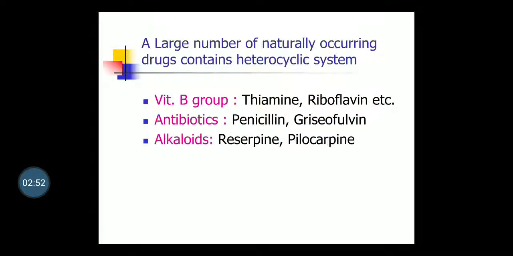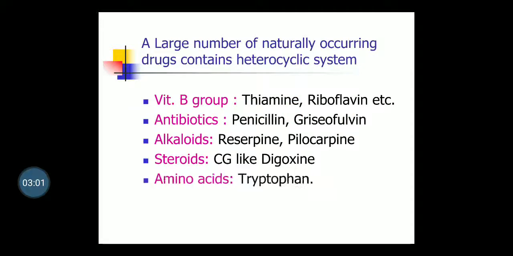Next, antibiotics, for example penicillin and griseofulvin, again have a heterocyclic ring in their structure. Next, alkaloids like reserpine and pilocarpine, and steroidal drugs, for example cardiac glycosides like digoxin. If you see the structure of these drugs, they will have some heterocyclic ring part. Maybe a 5-membered, 6-membered or 7-membered ring, or a fused ring structure. Basically these rings are present in these organic compounds.